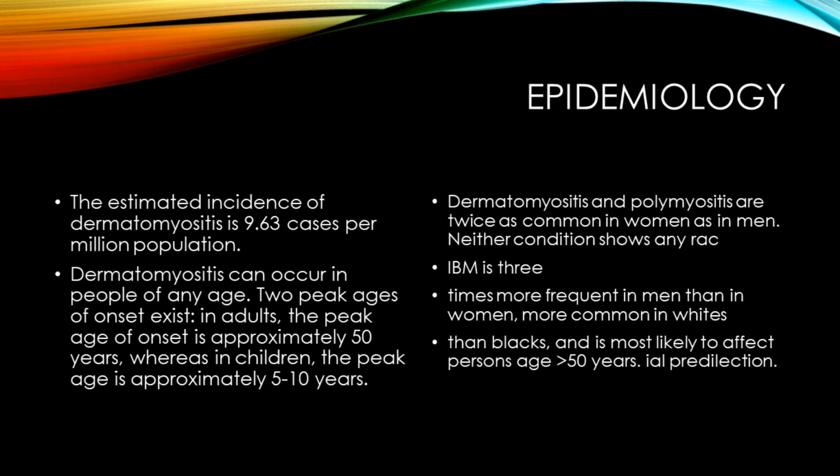Dermatomyositis and polymyositis are twice as common in women as in men. Neither condition shows any race predilection. Inclusion body myositis is 3 times more frequent in men than in women, more common in whites than blacks, and it is most likely to affect persons aged more than 50 years old.